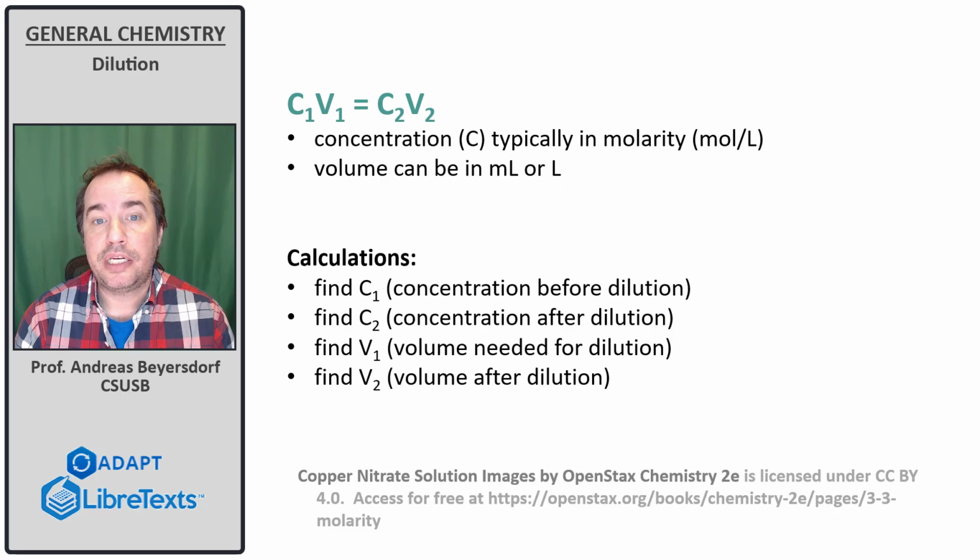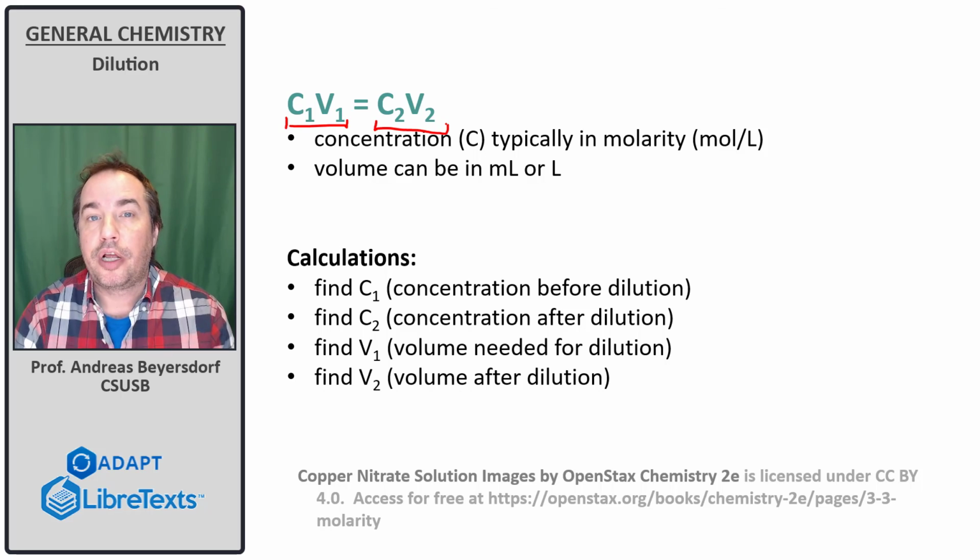So that is how we do dilution problems. C1V1 equals C2V2. And the main thing is to make sure that we pair up what our concentration and our volume are together to make sure that we don't confuse those.